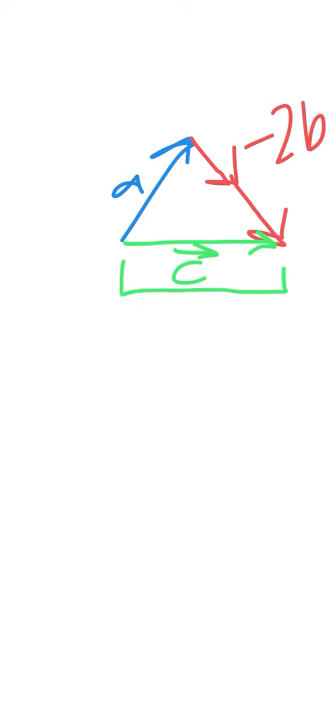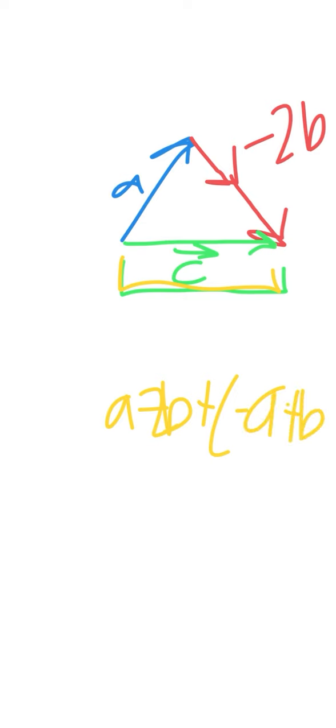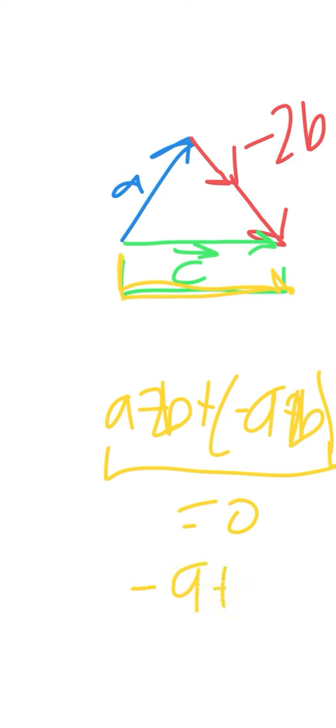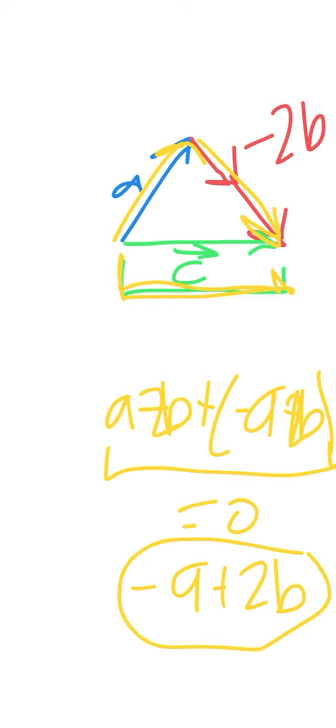And in algebraic terms, we would say that the vector c is a minus 2b plus negative a plus 2b. And this is because if this equals 0, then vector c has to be the opposite of vector a plus minus 2b. So this would be vector c, negative a plus 2b.